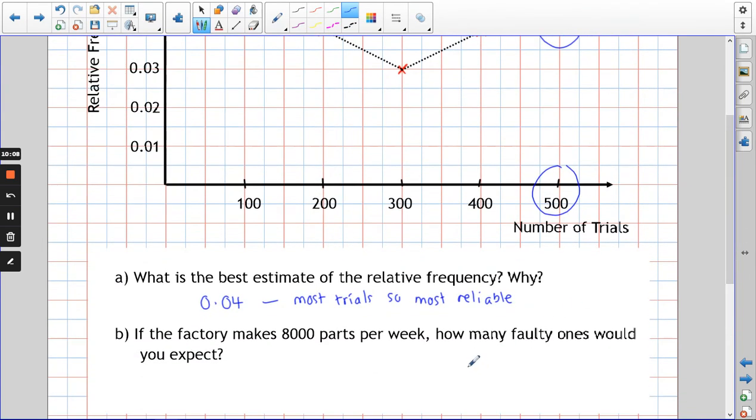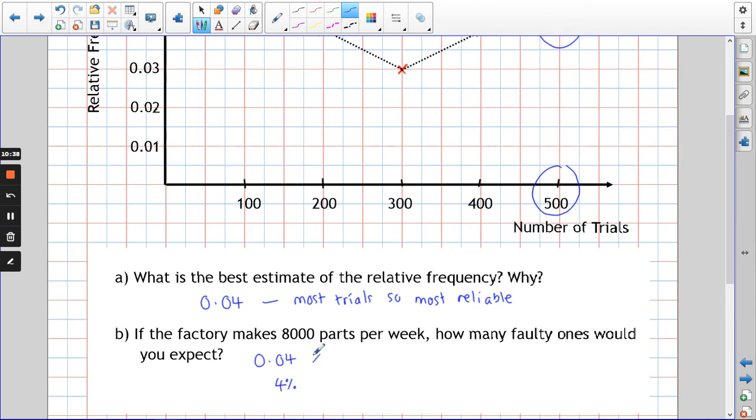Then my next question is a little bit trickier. It says, if the factory makes 8,000 parts per week, how many faulty ones would you expect? So this is expectation now, when you try and predict what's going to happen for a whole week based on what we've seen just on one morning. We said our best estimate was 0.04. You can think of that as 4%. So we're going to say that 4% of what comes off the production line is faulty.